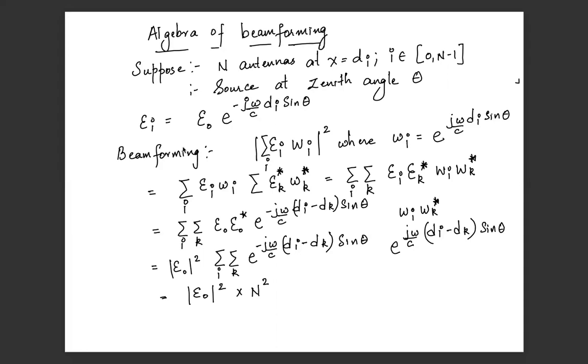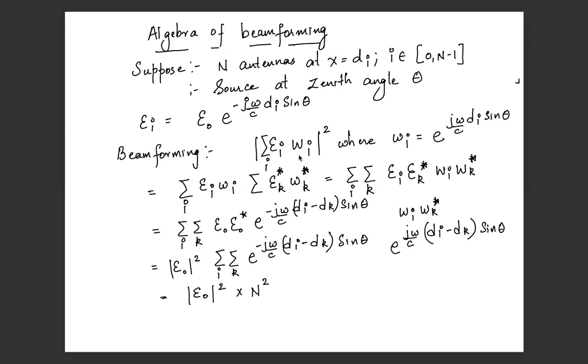Okay, so what do we really do in beamforming? What we do in beamforming is essentially written over here. We take the electric field of each antenna, we multiply it by a complex weight, which I'll explain soon. And then we sum all of these values, and then we take the absolute value square to get the power.